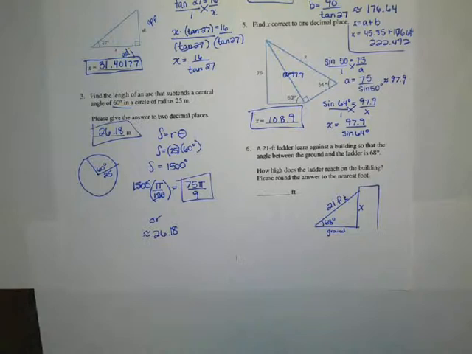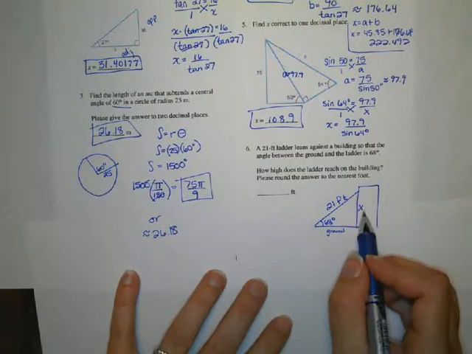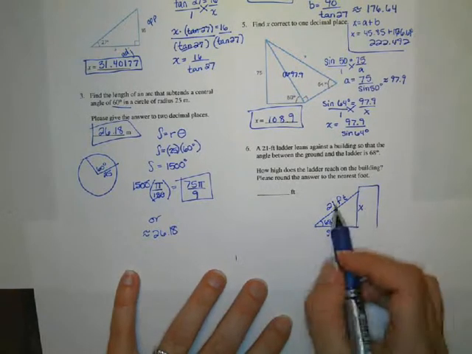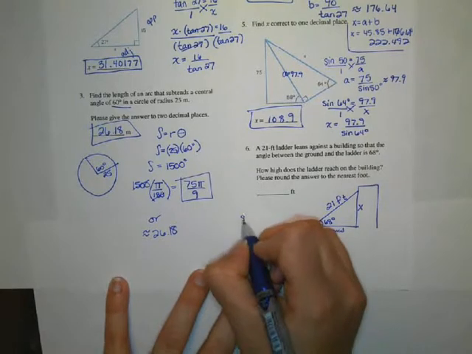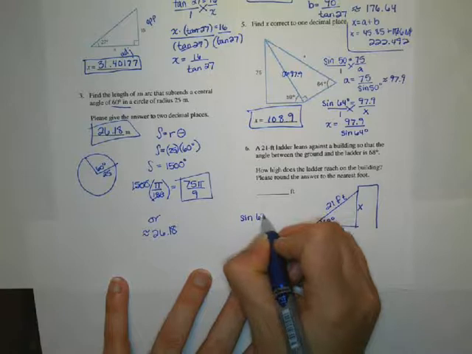So you have to figure out which trig function it is. If I asked you to label the sides, what would this be? Opposite, good, and this one is hypotenuse. So opposite and hypotenuse from SOHCAHTOA is sine. So I have the sine of 68 degrees is equal to x over 21.